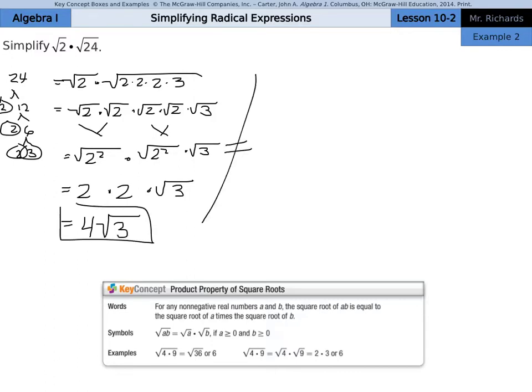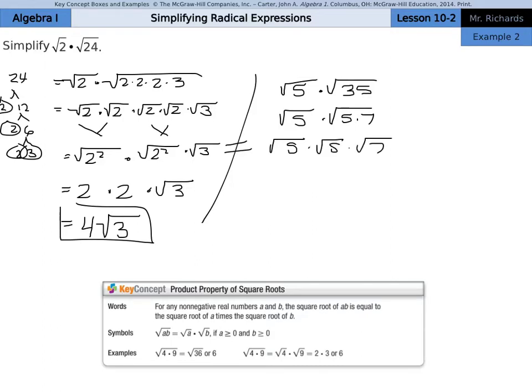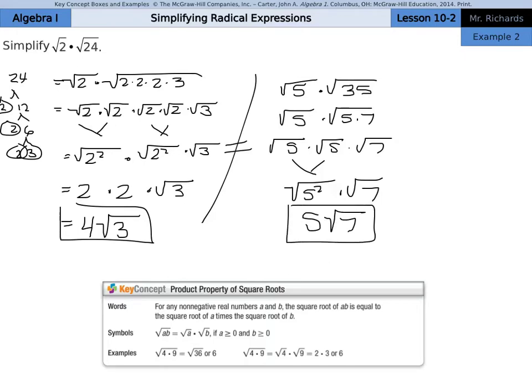And again, this lesson's chock full of bonus examples. What about the square root of 5 times the square root of 35? If we break this 35 into the square root of 5 times 7, we can then have the square root of 5 times the square root of 5 times the square root of 7. Our square roots of 5 we can group together into the square root of 5 squared times the square root of 7, so just 5 times the square root of 7 is our solution.